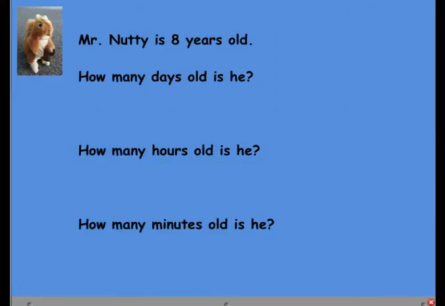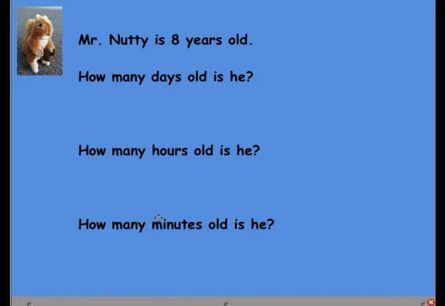Here's the cool thing with time equivalents. You can go between just one step. For example, let's say Mr. Nutty is 8 years old, and I want to know not only how many days old he is, but how many hours old he is, and oh my gosh, how many minutes old he is.